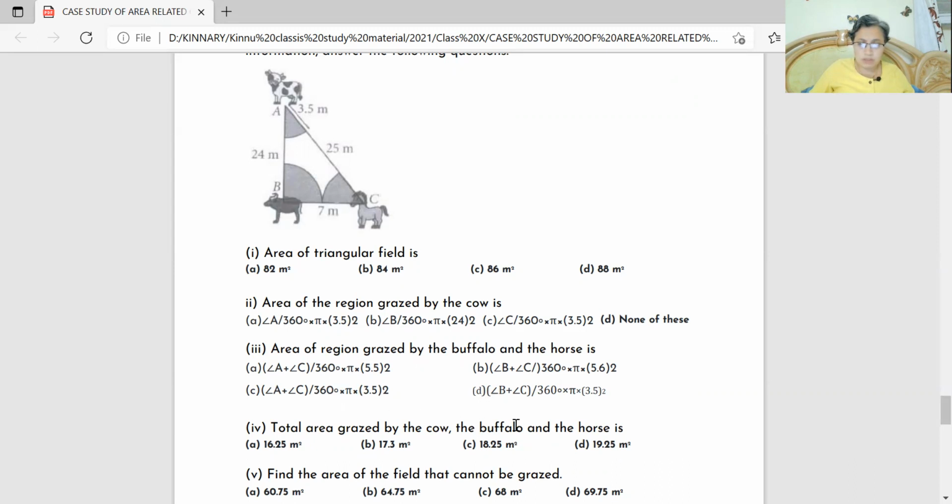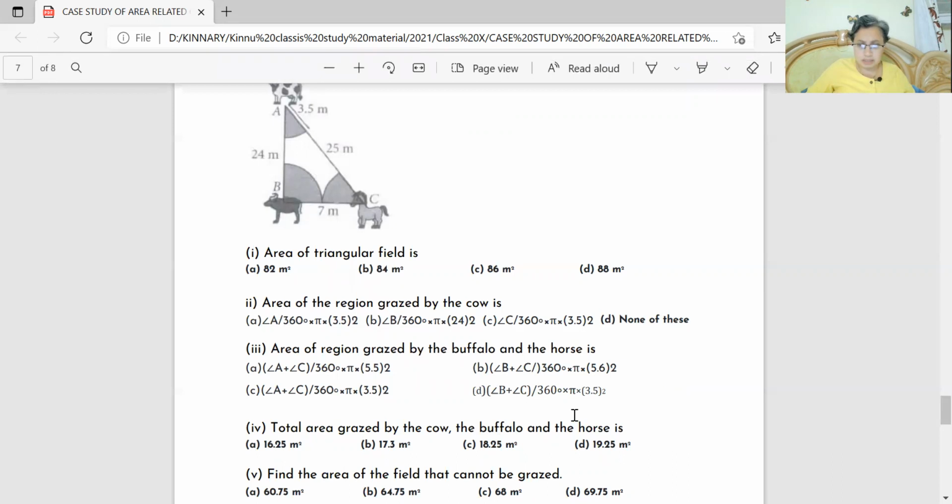Now from these two options you need to choose one. We know that all other things are common. So when we take out 1 by 360 into pi into 3.5 whole square as common, we will be left with angle A plus angle C. No, sorry, angle B plus angle C, as the buffalo and the horse are given. So option C will also cancel because A is going with the cow and we are talking about the buffalo and horse. So option D will be the correct answer.